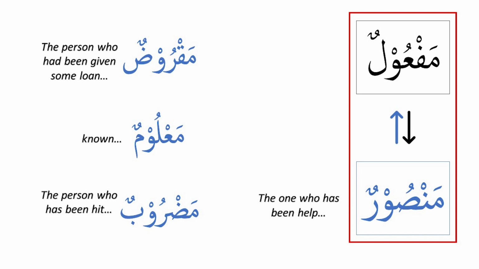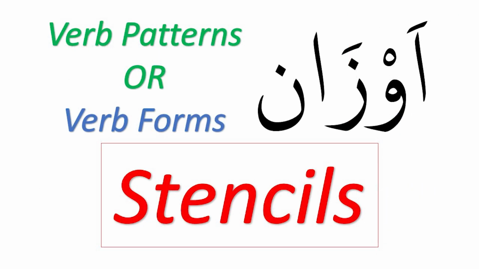And you can find out a lot of patterns from Urdu which are generally common among Arabic and Urdu. So this is about the wazn or the pattern which we find commonly in Arabic language.